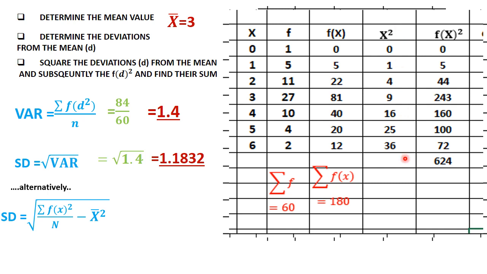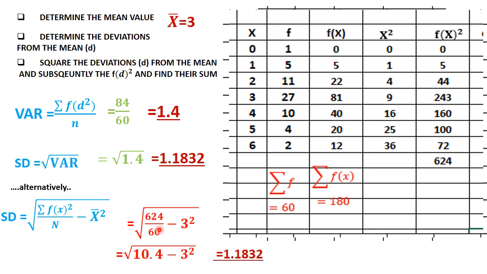Then I'll multiply the x squared times the respective f's to get these figures here. For example, I have 1 times 0, which is 0, 5 times 1, which is 5, 11 times 4, which is 44, 27 times 9, which is 243, 4 times 25, which is 100, and 2 times 36, which is 72, and add them. All right, we just add them, and then we get to put the values in the formula. Simply, it'll be sum of f of x squared, which is 624, divided by total number of observations, there were 60, minus x bar squared, and that was our mean at the beginning, which is 3 squared. And so putting the values there, you get, it is still the same, 1.1832.